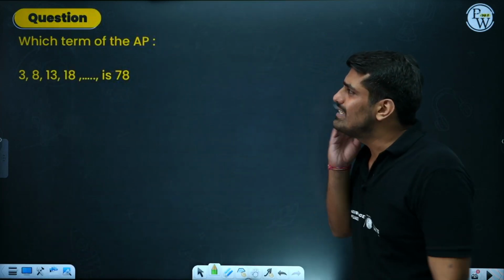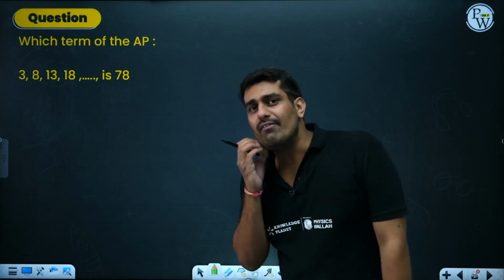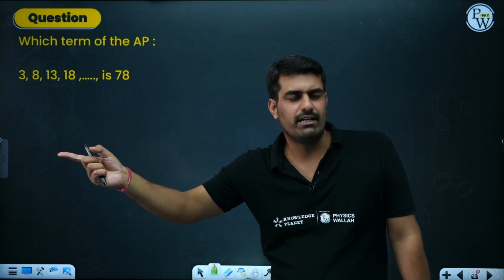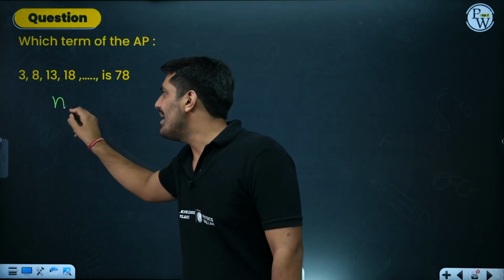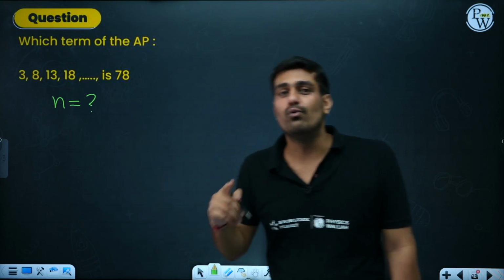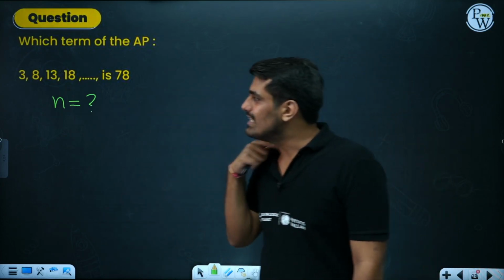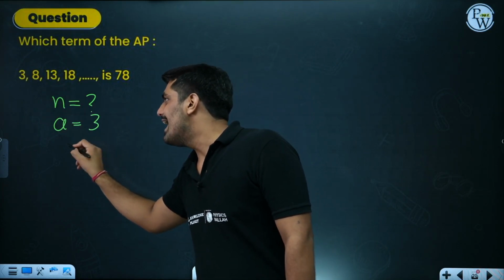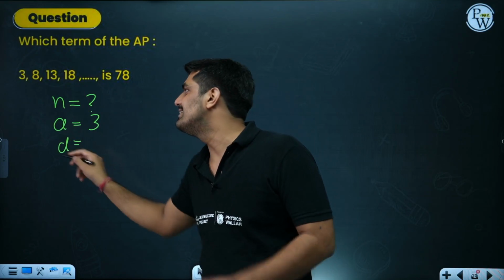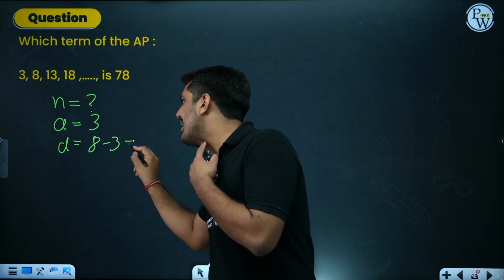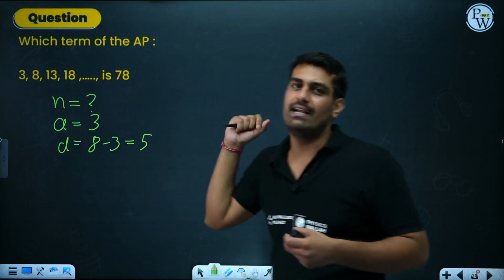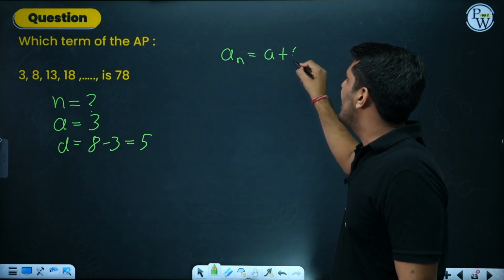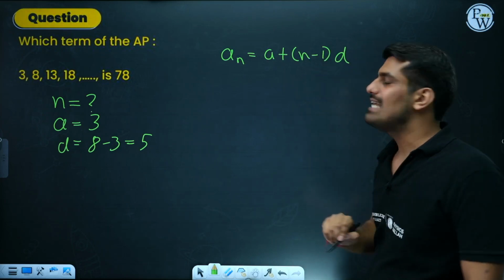The next one says which term of an AP is 78. What we need to do in this one? Now 78, I don't know which term of the AP will be 78. So basically what is missing? The value of n is missing for me. I don't know which value will satisfy this. I know the general formula. Before moving on to the general formula, I have the value of the first term, which is 3, and the value of common difference, that means 8 minus 3, which is 5. So each following term, 5 is being added. Going for the general formula, an equals a plus n minus 1 into d.